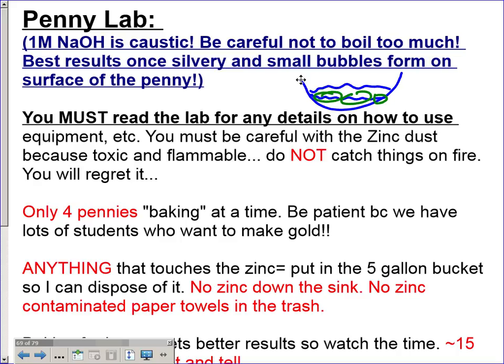If you're not listening, then I'm not going to let you get in the lab. So you can only bake about 4 pennies in the dish at a time. That's about how big it is. Be patient because it will take about 10 to 15 minutes for it to finally finish its baking.